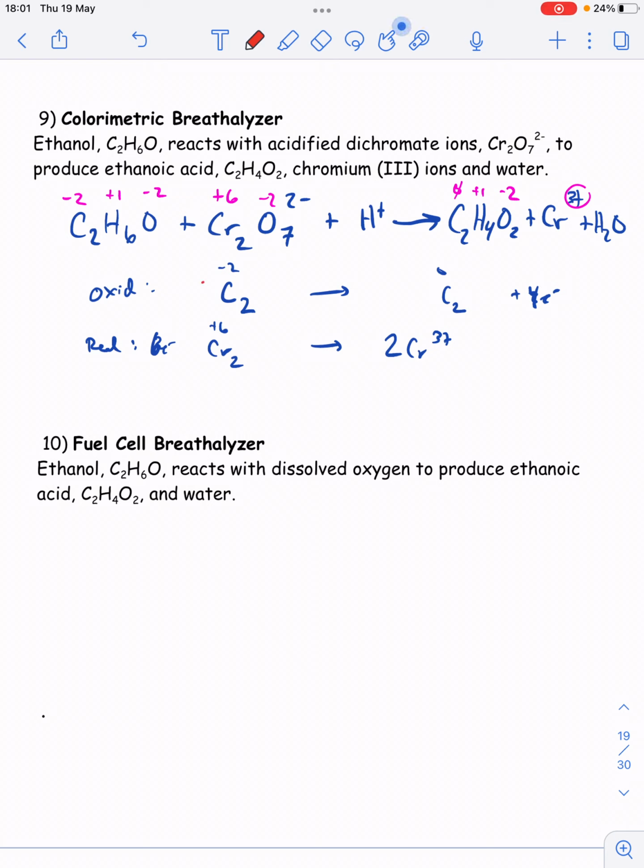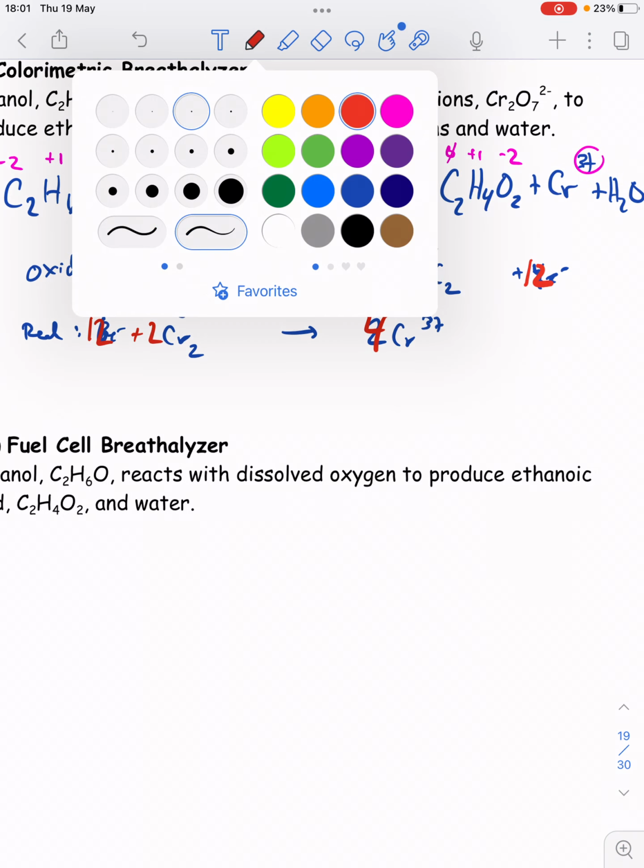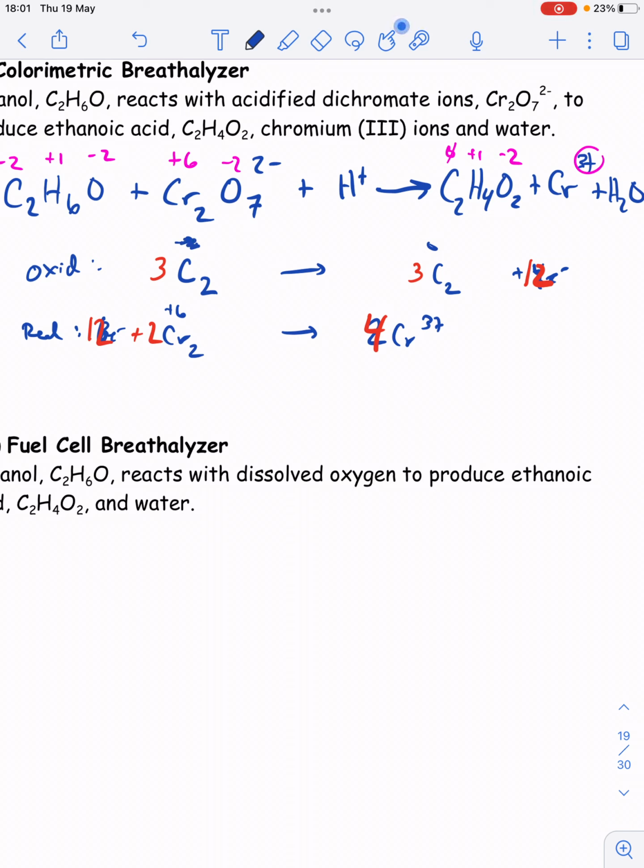I need to multiply the first one by 3, and I need to multiply the second one by 2. You can already tell, it's starting to get messy. Okay, now I've balanced the electrons, I've double checked for subscripts. I now need to add everything else back in and balance the equation. So if I put, let's just scribble that out, H6O over here, H4O2 over here. Now let's be careful and count.